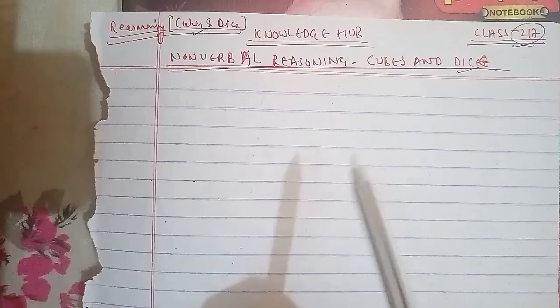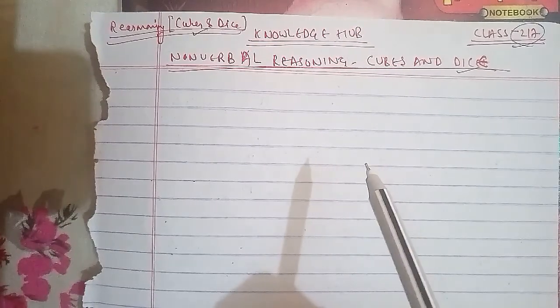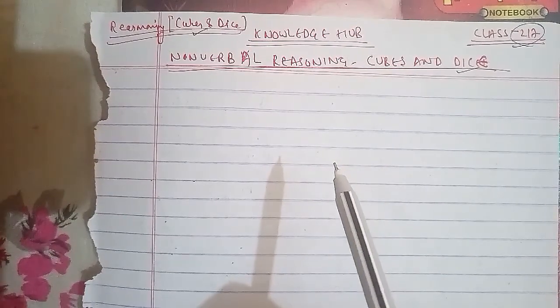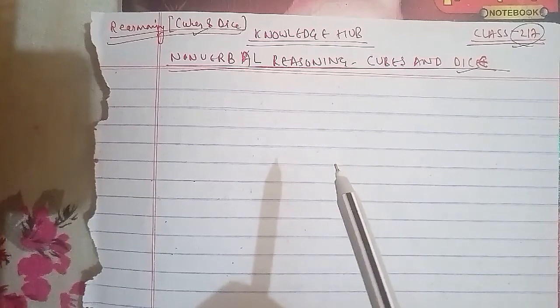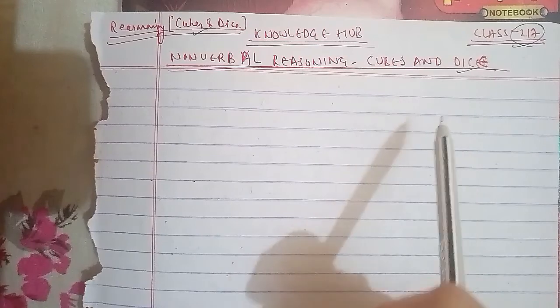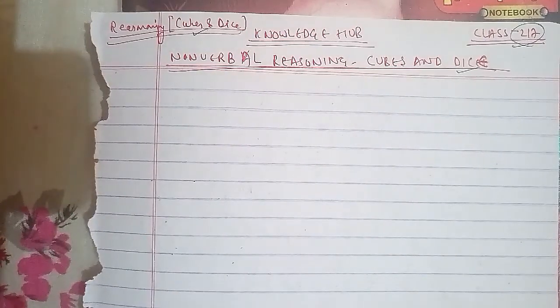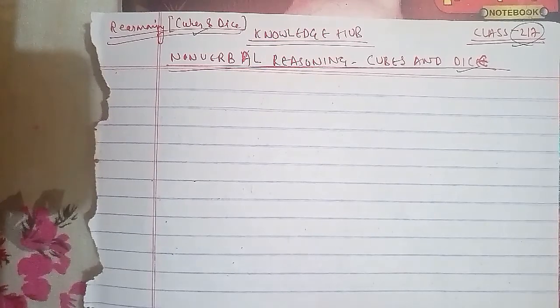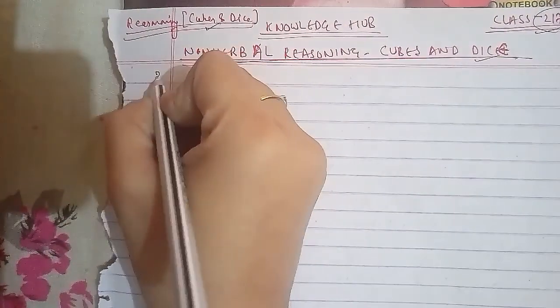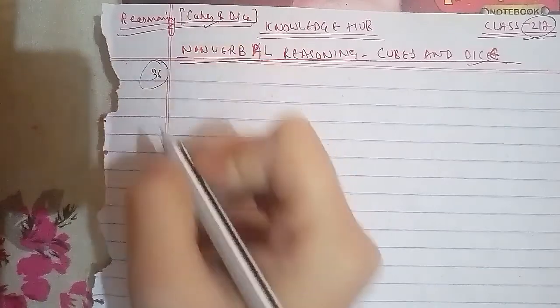Then we are dealing with cubes and dice here. In part 1 of cubes and dice, we have done the first set. Now we'll do the second part in the same way. So let's go ahead, and we'll start with the 36th question of the session. The 35th question we had done in the last class.